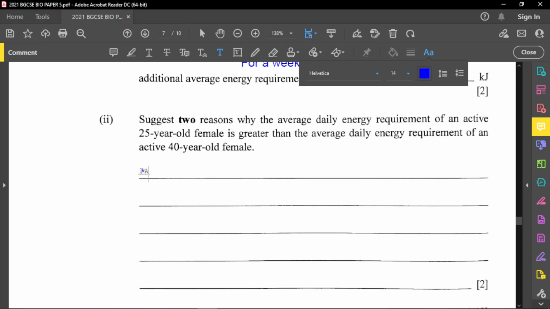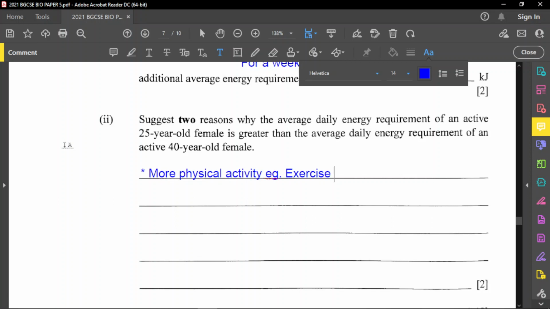One could have been that the 25-year-old is involved in more activity. Okay, so more physical activity. When I say more physical activities, I'm talking about engaging in gym, exercise, and whatever it is. Both of them could be exercising, but the 25-year-old may push more weight, may run a longer mile, and things like that, right?